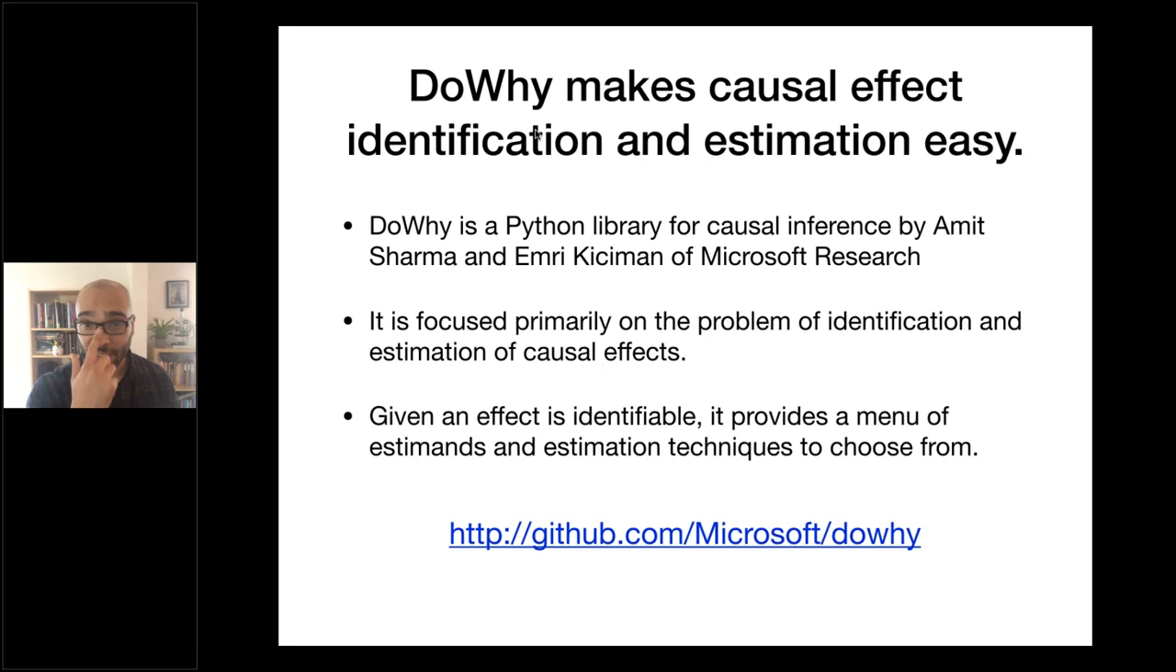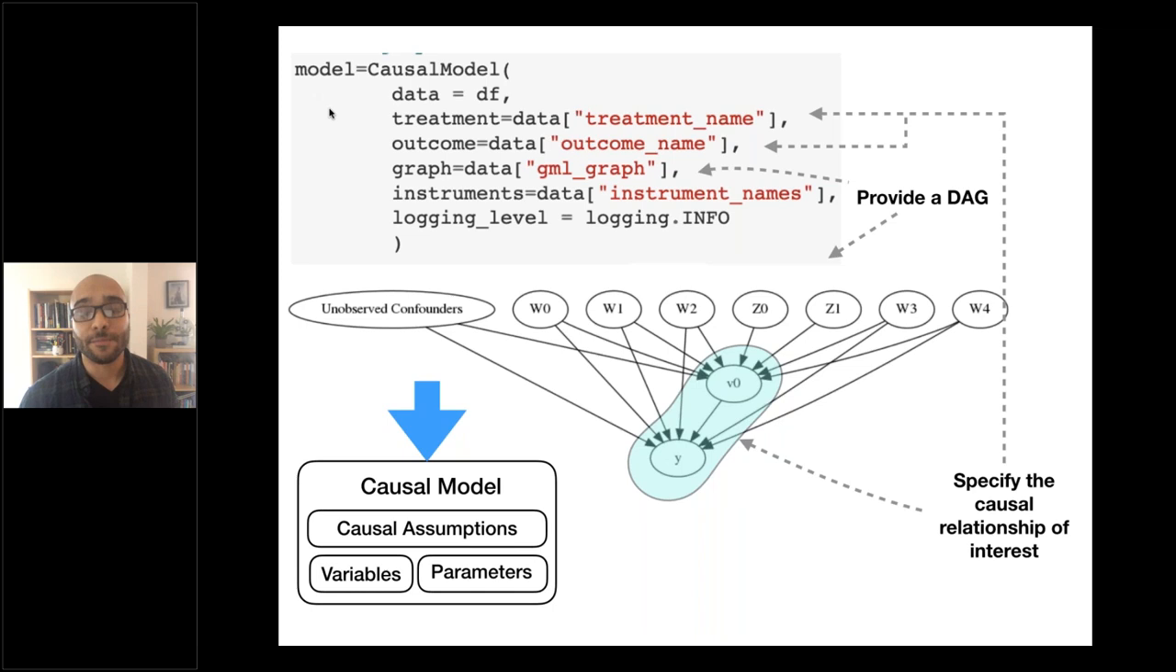You specify the model here. You say what the treatment is, the cause. The outcome is the effect. You give it a DAG. If you don't give it a DAG, it'll just assume an uninformed DAG, and some other arguments. V0 and Y here are the causal effect that we want to estimate, the effect of V0 on Y, and we have all of these other sources of variation.